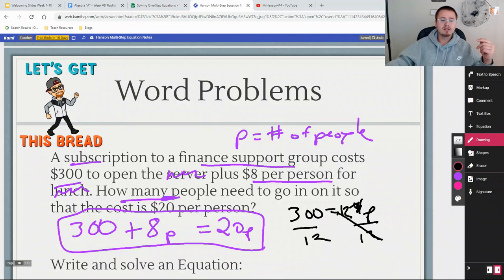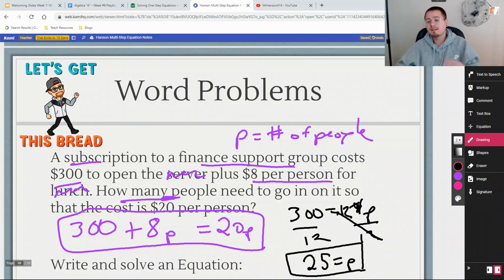12 goes into 300, 10, 20, 25 times? 25 times. So if 25 people go in on this together, this is the power of group economics and pooling your resources and not just out here trying to do things on your own, that you can get it for $25 a person. So that's our first intro to multi-step equations.